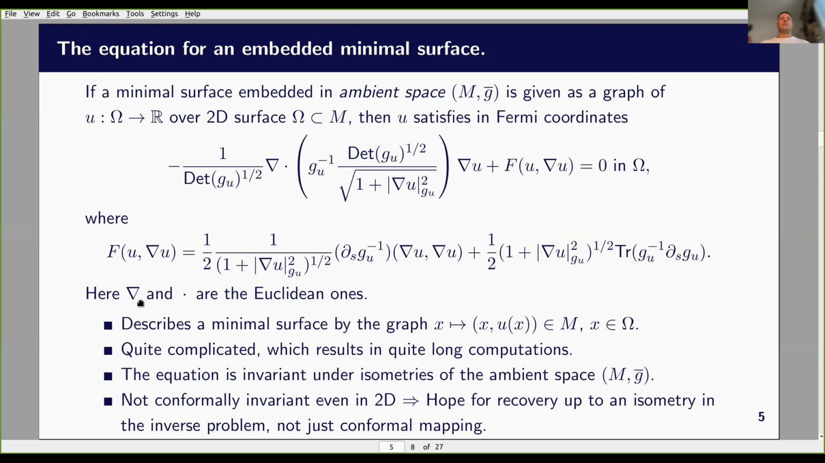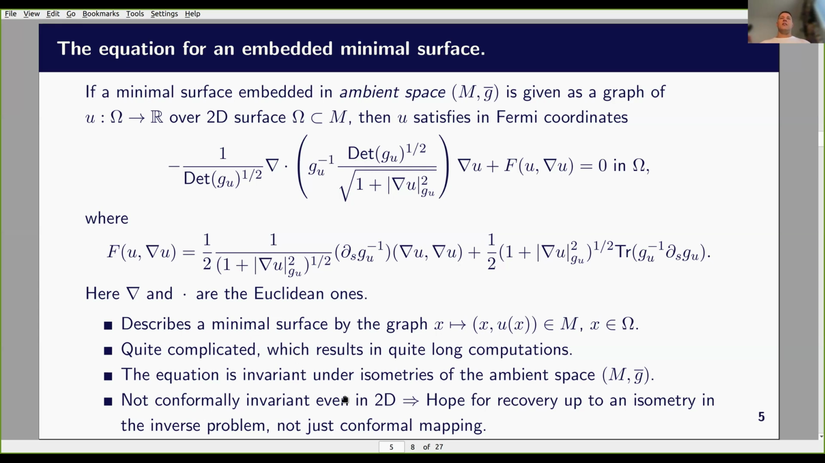In this formula, the dots are the Euclidean gradient and inner products. So as I said, if u solves this equation, the graph of u is a minimal surface. And the equation, you probably agree, is a little bit complicated. You do not need to remember it after this. I just wanted to show you what kind of object we are dealing with. Since the equation is quite complicated, the related computations in the minimal surface business are quite long. And it's a typical feature of the papers which consider minimal surfaces.